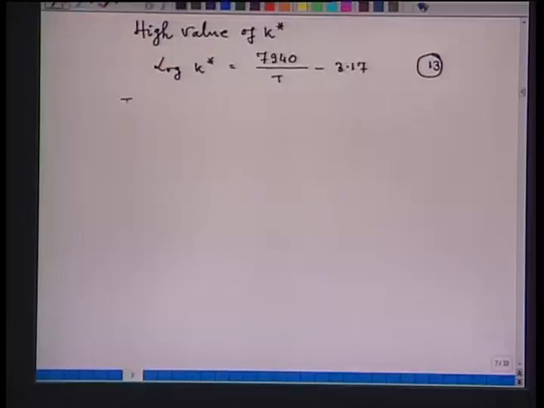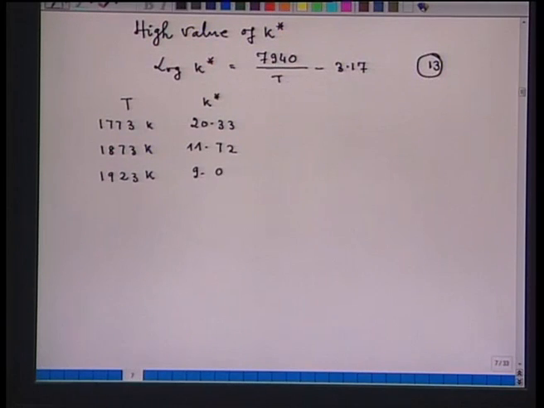So, that temperature which gives a high value of K star will favor the oxidation of manganese. Let us calculate the value of K star at various temperatures. I take, for example, temperature here and K star over there. I take temperatures 1773 Kelvin, 1873 Kelvin and 1923 Kelvin. I calculate the value of K star, and it comes to 20.33, 11.72 and 9.098. What does it say?